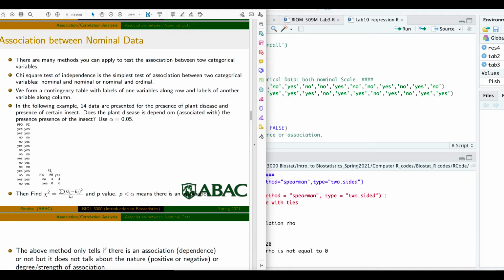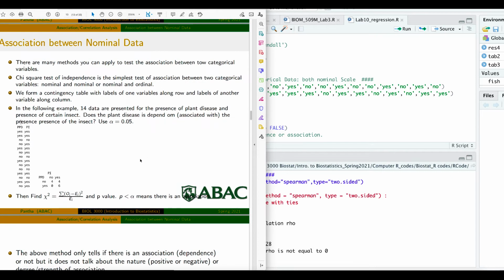And how many yes-no? The yes-no is 0. None of them are yes-no, and then the yes-yes were 6. So you see that there is 4 and 6. 4 were no plant disease, no insect, and 6 where there is plant disease and insect present. Okay, so are they associated or not? Meaning whether the presence of plant disease goes with presence of insect, or presence of insect goes with presence of plant disease or not. That's what we wanted to test here.